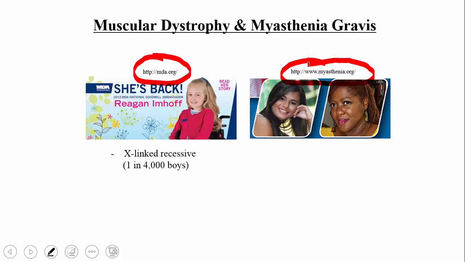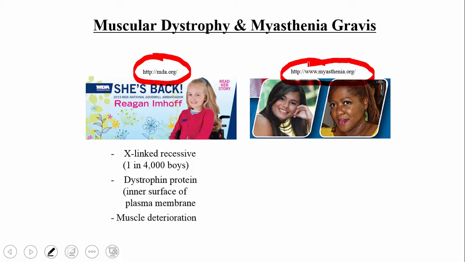Okay, so let's talk about muscular dystrophy. It's an X-linked recessive genetic condition, right? It happens in about 1 in 4,000 boys, though it can happen in women too. Basically what happens is there's this dystrophin protein that is abnormal at the inner surface of the plasma membrane, and it leads to muscular deterioration.